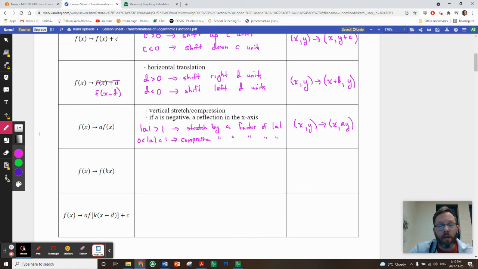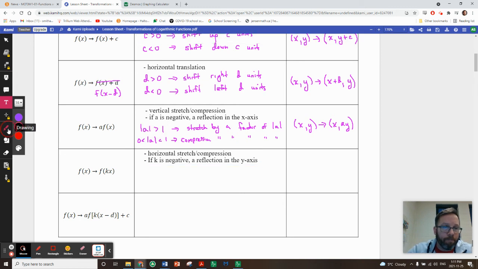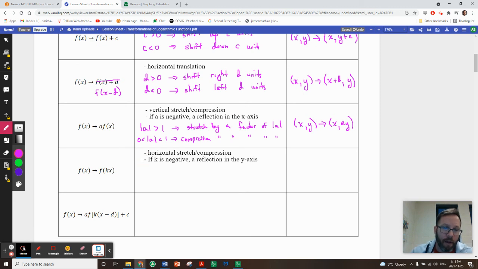All right, so in the same way, multiplying the x by a parameter k corresponds to a horizontal stretch or compression. Again, this is nothing new for you guys, just summarizing all the things we know before we start graphing some log functions. Horizontal stretch or compression, just going to parallel what I wrote above. If k is negative, then we also get a reflection in the y-axis, a horizontal reflection. And the difference here is that if the absolute value of k is greater than 1, we actually get a compression.